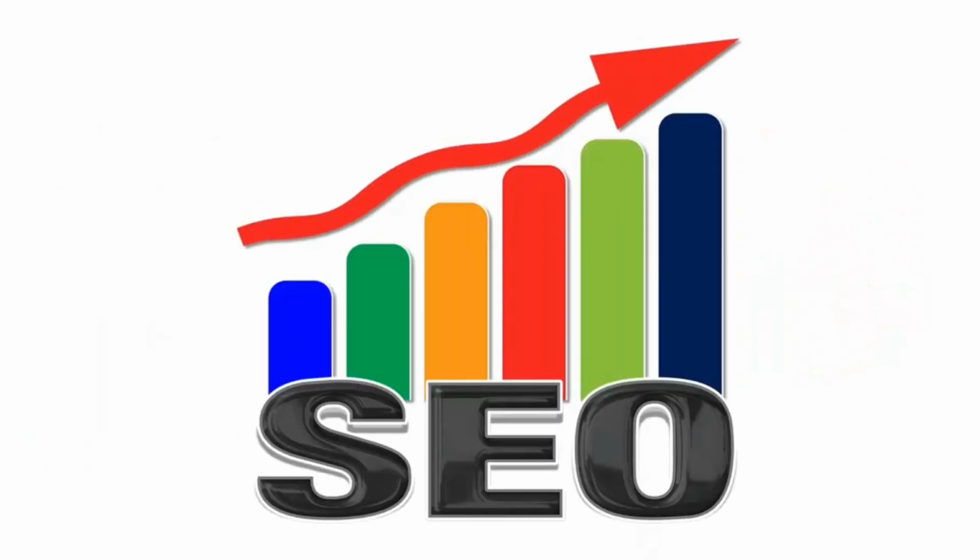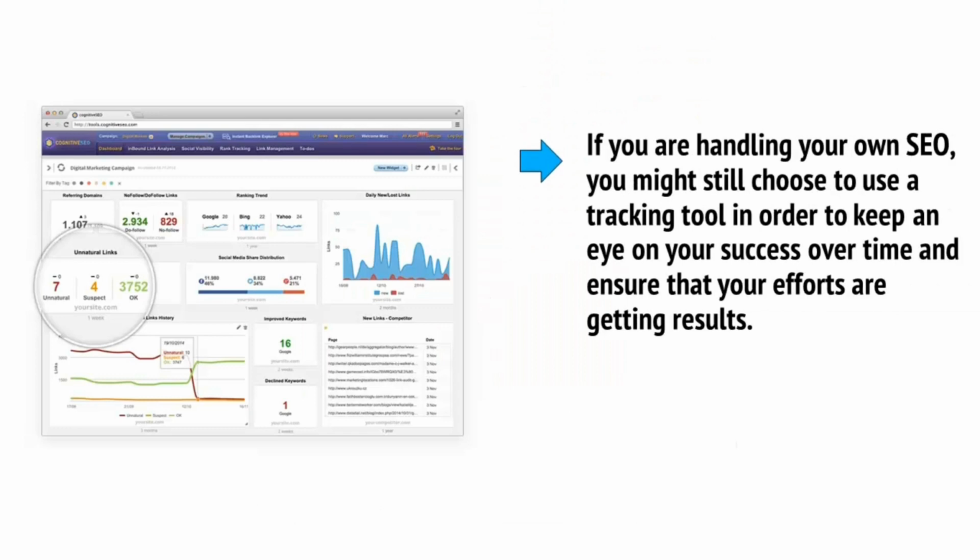And you can track changes in your position in the SERPs, that's the search engine results pages. Many SEO companies will use tracking software which lets them see your site climbing the rankings for different terms over time. They can use these to deliver you a report showing how your site has climbed since their intervention. If you're handling your own SEO, you might still choose to use a tracking tool in order to keep an eye on your success over time and ensure that your efforts are getting results.